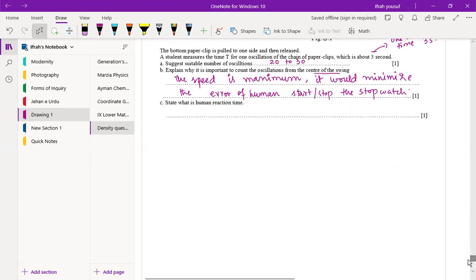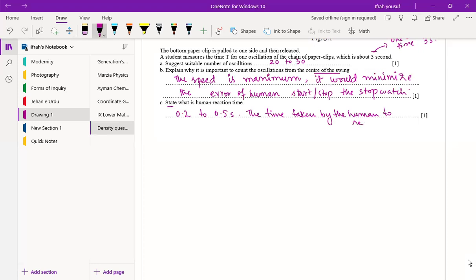All right. So state what is human reaction time. Every human responds at a different time, but the average human reaction time is 0.2 to 0.5 second. State means that you have to state the time, and we can also write the definition here: the time taken by a human to respond or react to any situation.